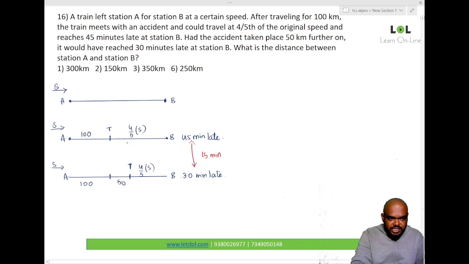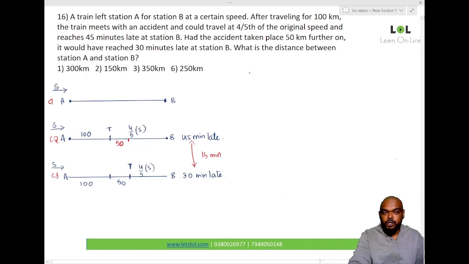Now consider only this 50 kilometers. Let us consider this as case 1, this as case 2 and this as case 3. Let us talk about only this extra 50 kilometers. In case 2, for that 50 kilometers, the train is traveling at 4/5 of speed. Whereas in case 3, for that 50 kilometers as well, the train is traveling at speed S. So there the difference happened. What is the difference? 15 minutes. That is because of this extra 50 kilometers only.